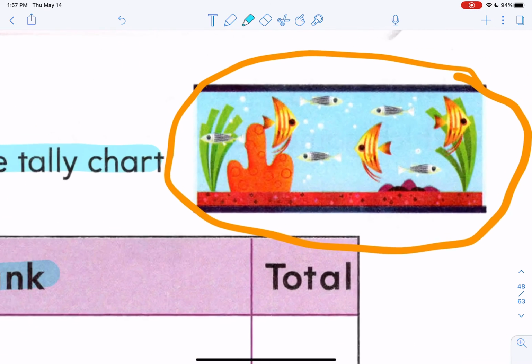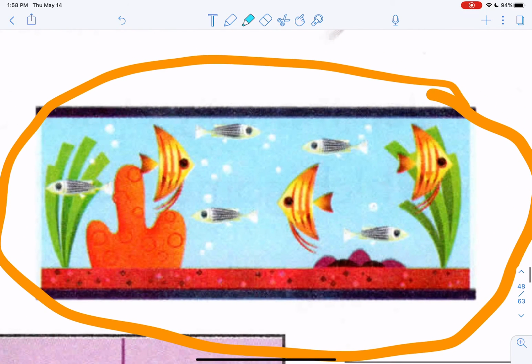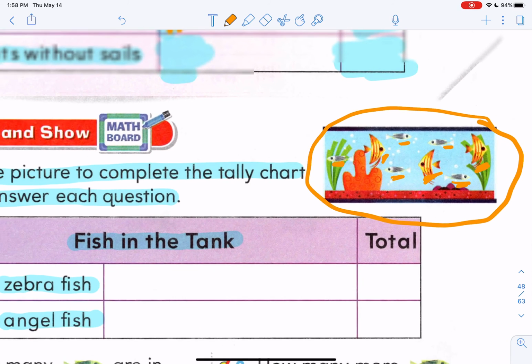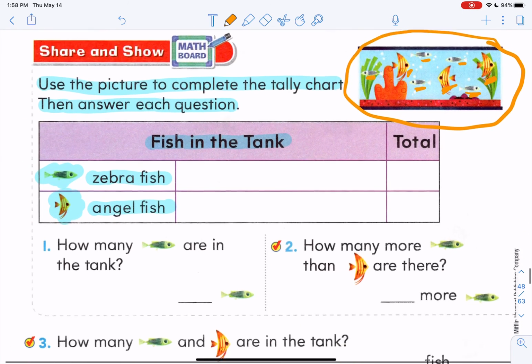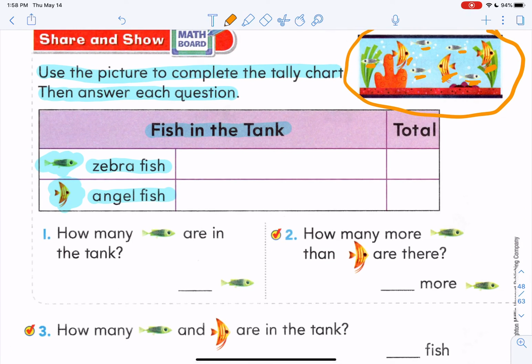So you're going to look very carefully at the fish in the tank. Let's see. Here's one. There's one, there's one, there's one, there's one, there's one, there's one, there's one. Okay. Do them one at a time. Make your tally marks. Your tally marks are going to go here. And then fill in the totals.